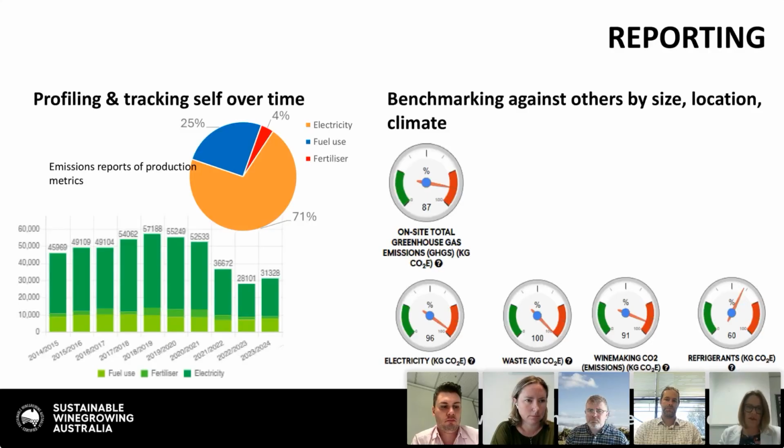So also the program does provide an ability for businesses to benchmark their emissions against other businesses, whether that be other businesses that are a similar size or that are located in the same region, or even located in different regions but within the same climatic zone. And this is really just a means of encouraging businesses to compare themselves to others and to help them trigger a review of their internal operational practices as to why they may be quite different to other businesses, and whether there's an ability there to identify mechanisms for improvement.